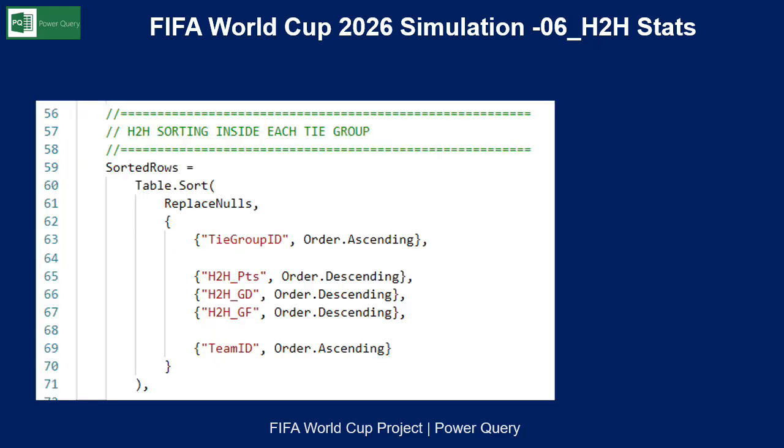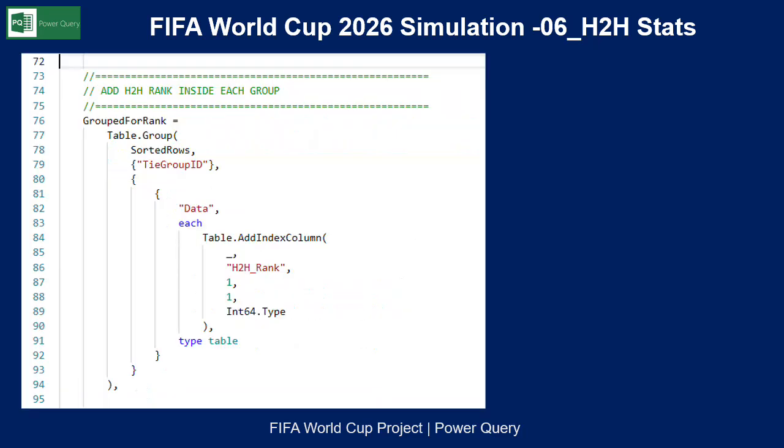Next, we sort every tied group using FIFA's head-to-head ranking order. First by head-to-head points, then by head-to-head goal difference, finally by head-to-head goals scored. If 2 teams are still inseparable after these criteria, the following queries will continue applying FIFA's remaining rules.